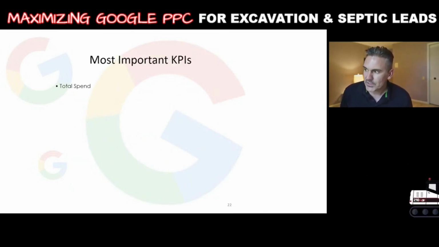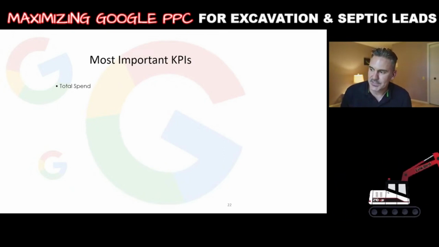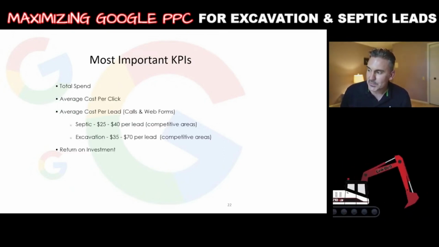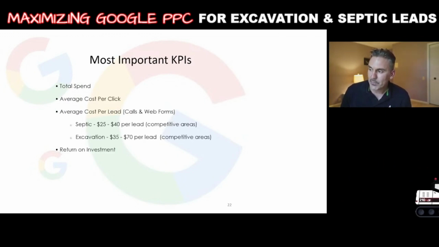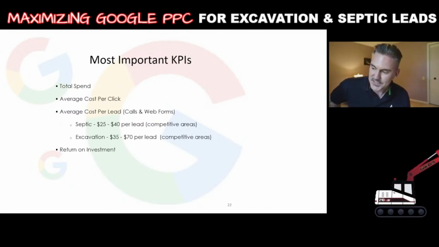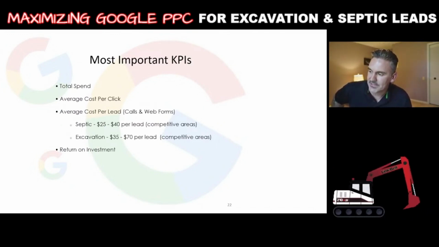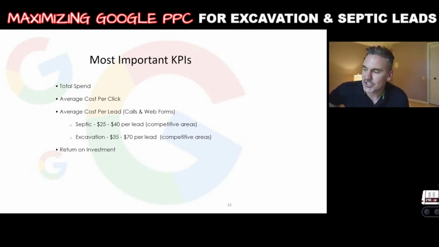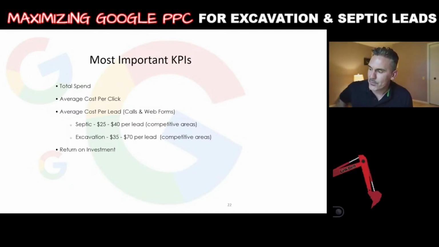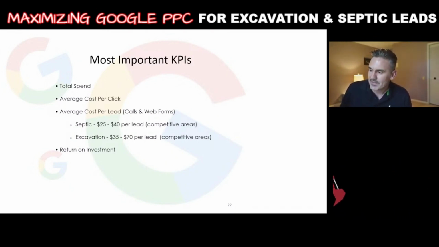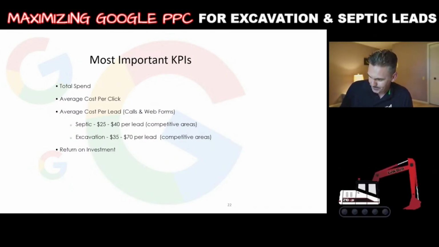And so the most important KPIs, or key performance indicators, for your business are going to be total ad spend, average cost per click, and average cost per lead. And for that, we include calls and web forms. For septic services, we're seeing anywhere from $25 to $40 per lead in competitive areas. And for excavation jobs, anywhere from $35 to $75 per lead in competitive areas. And then, of course, return on investment.